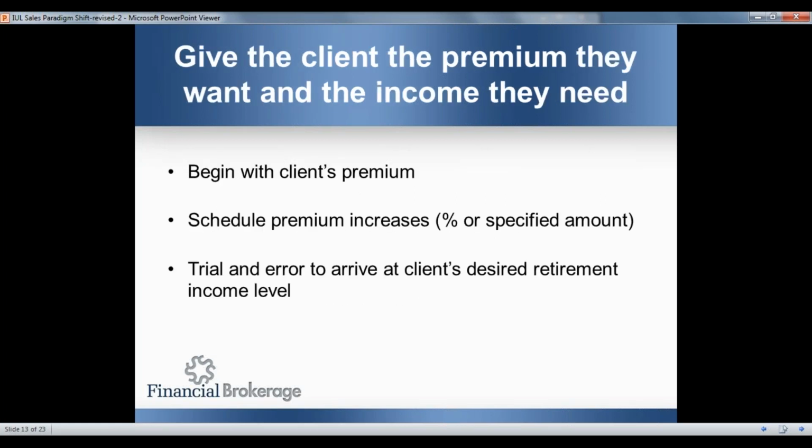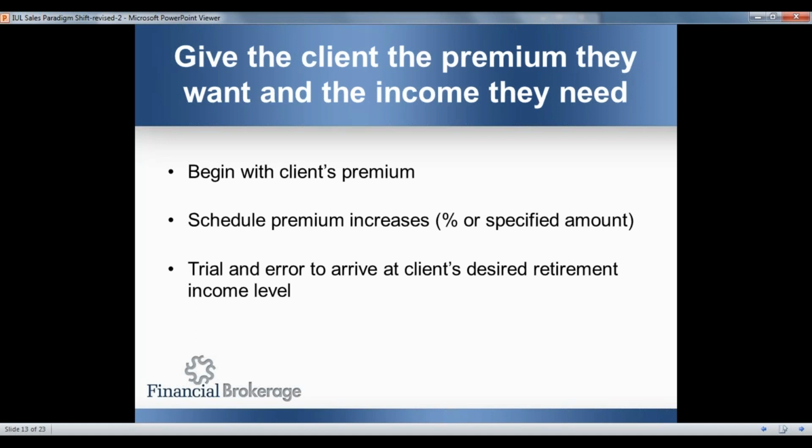So what we're going to do is begin with the client's premium, right? That's the $9,000 figure. And we're going to schedule premium increases into this IUL during the contribution phase. Now, depending on the software, you can schedule it as a percentage or maybe a specified amount. Maybe it's an extra $50 a month every year, or a 5% increase. And in fact, 5% is what I used in the illustration that you're going to see here shortly.